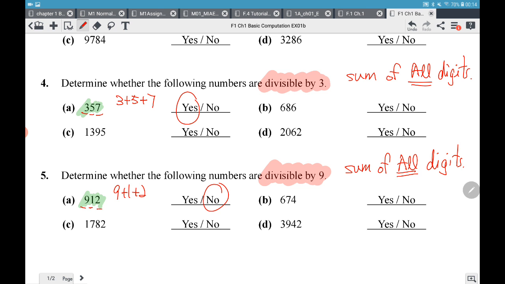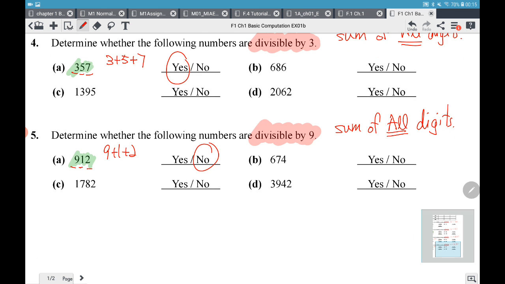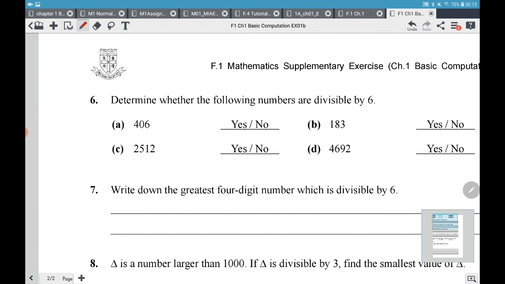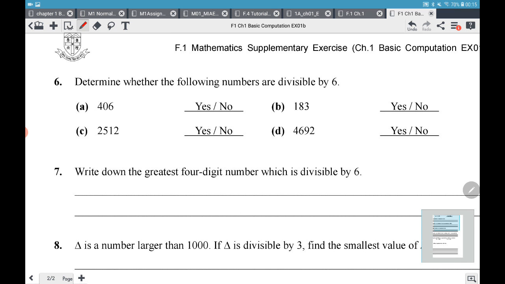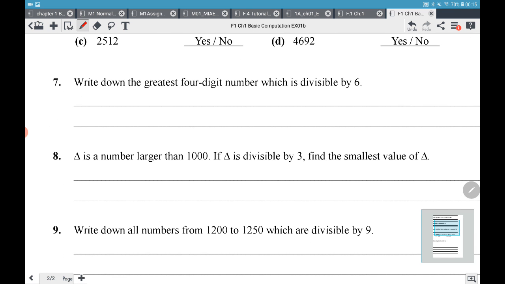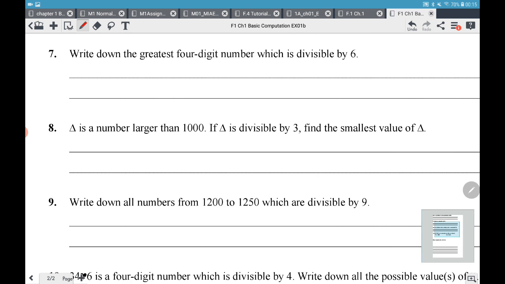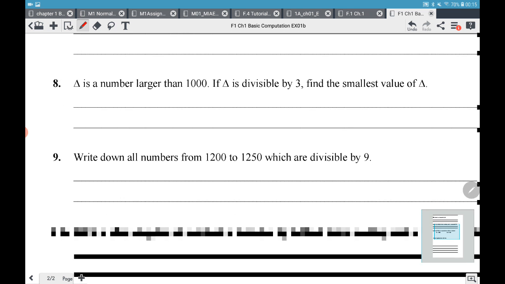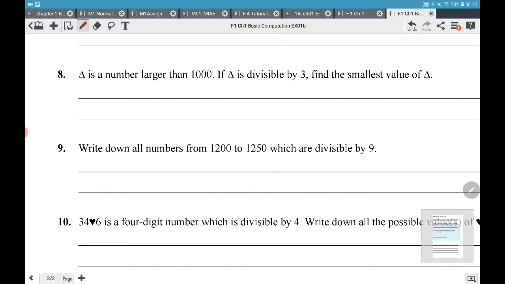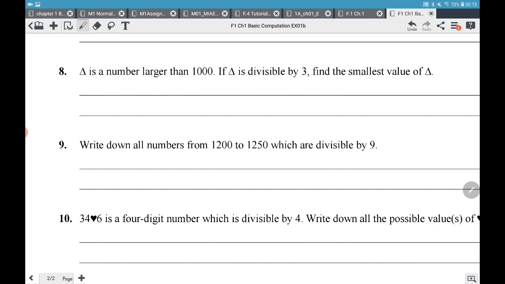Right? Do you think it is easy enough? So we are going to do something more difficult. I would like to take a look at question 8 and question 10.